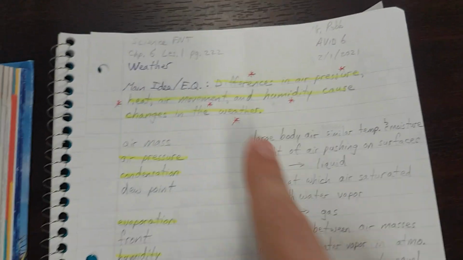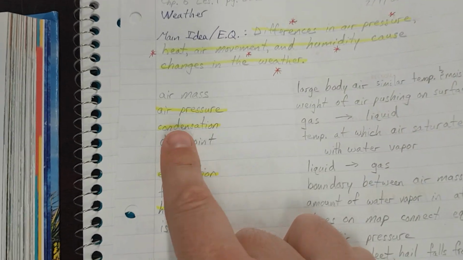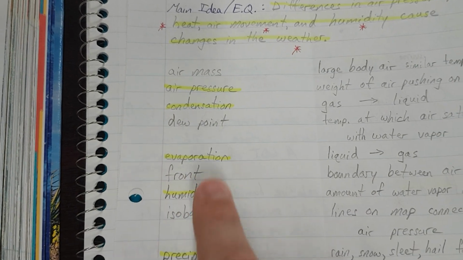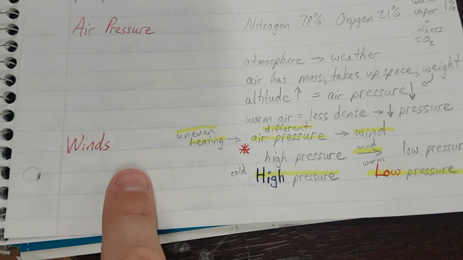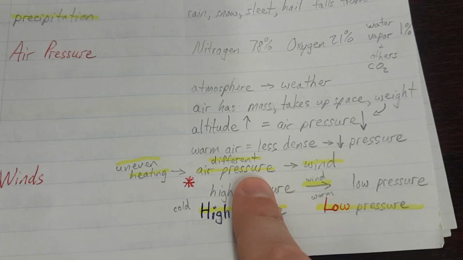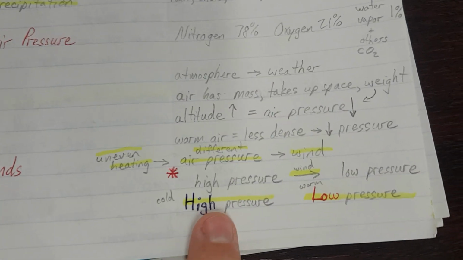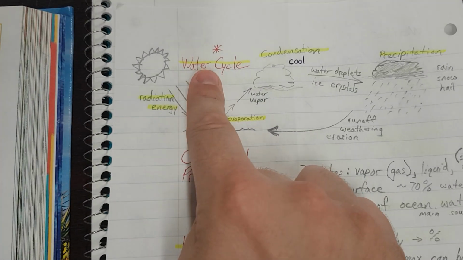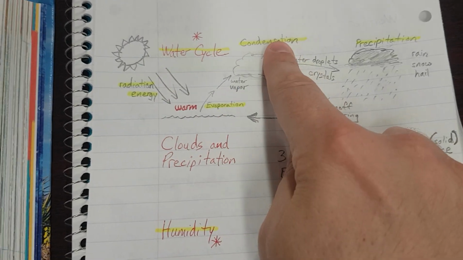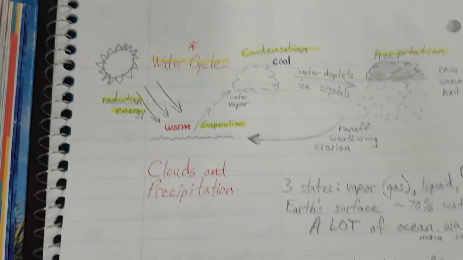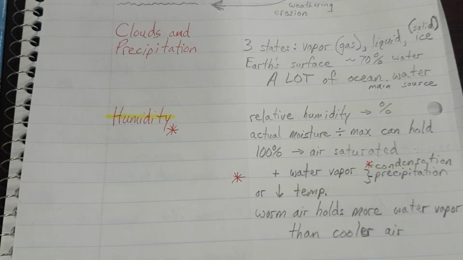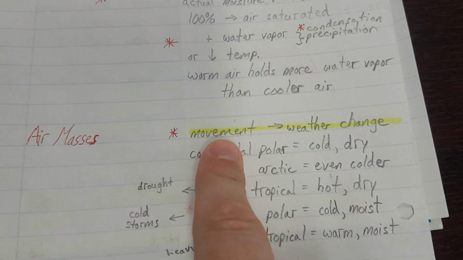Okay, so what should be highlighted? Main idea: air pressure, condensation, evaporation, humidity, precipitation. In the winds section: uneven heating, different air pressure, wind, high pressure, wind, low pressure. The water cycle: evaporation, condensation, precipitation, energy coming from the sun. The section on humidity: movement of air masses causes weather change.